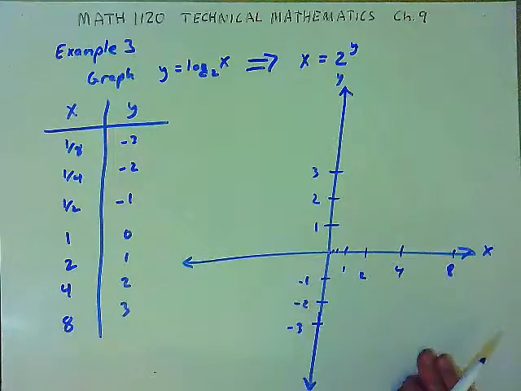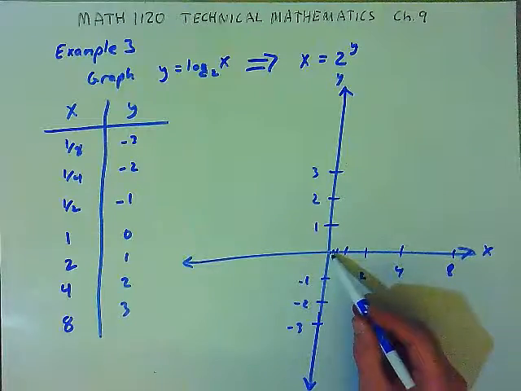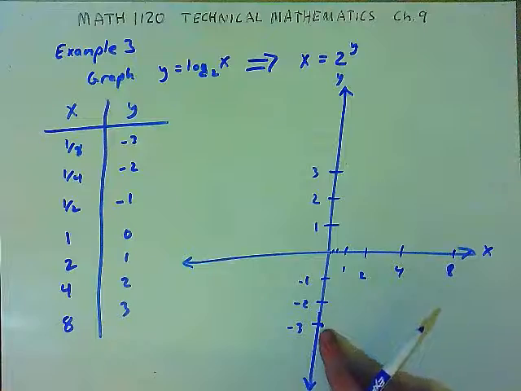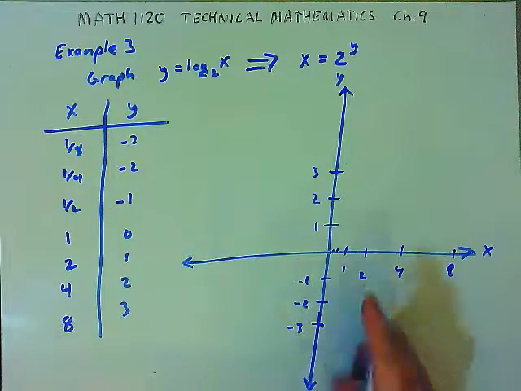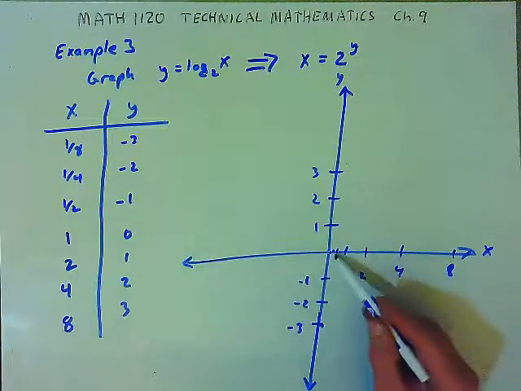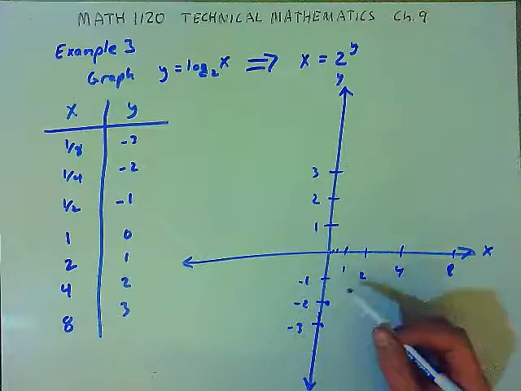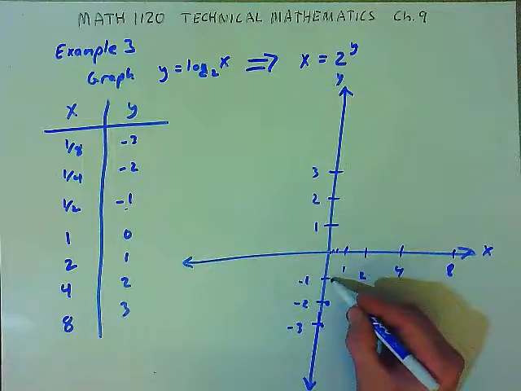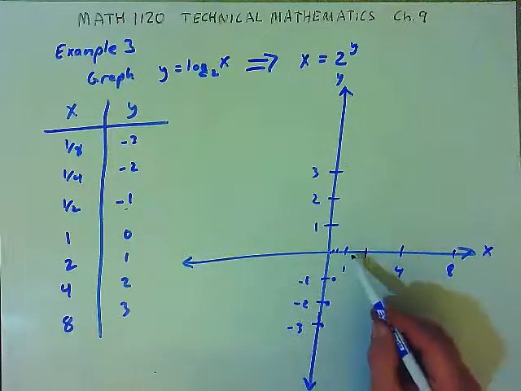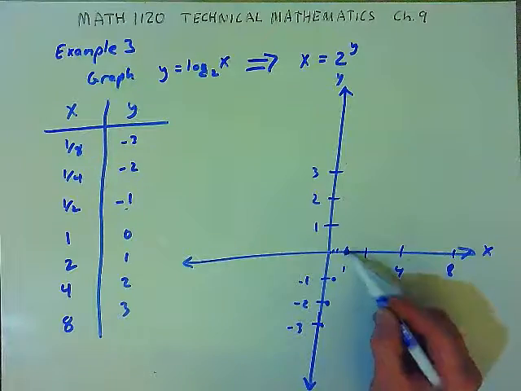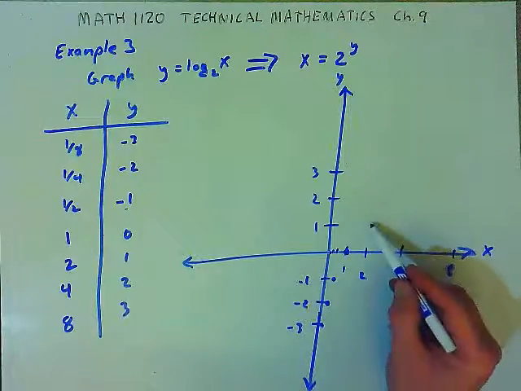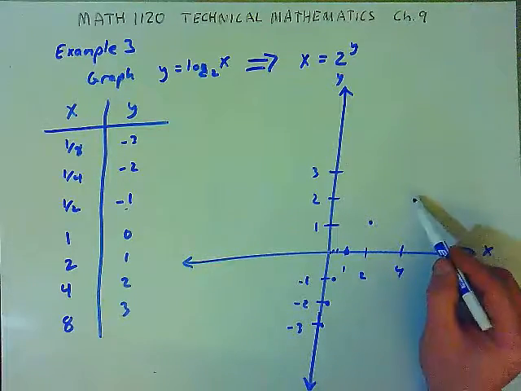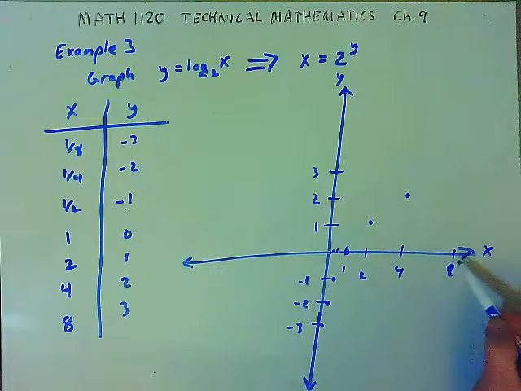Okay, so when x is 1 eighth, y is negative 3. That's way down here somewhere, and it's very close to the y-axis. When x is 1 fourth, y is negative 2, about here. When x is 1 half, y is negative 1, so that's going to be about right here. When x is 1, y is 0. When x is 2, y is positive 1. When x is 4, y is 2. And when x is 8, y is 3.